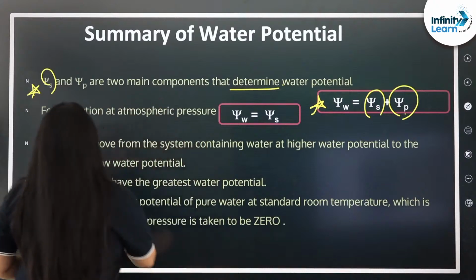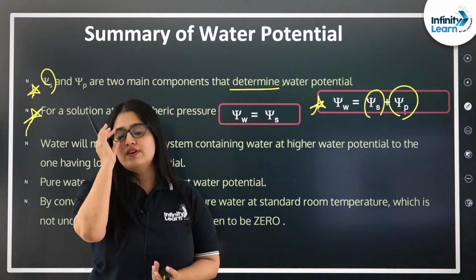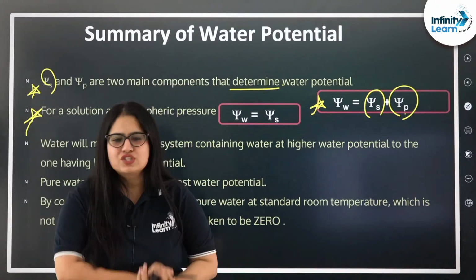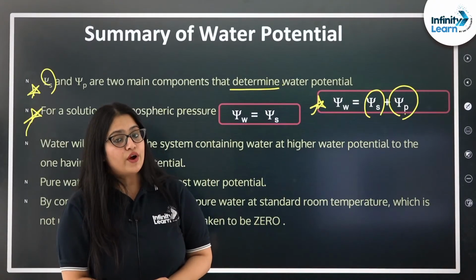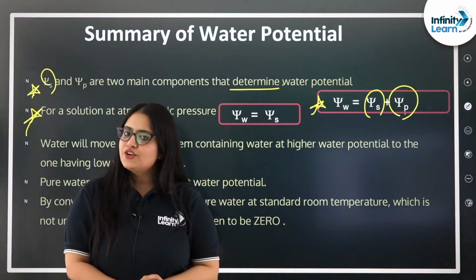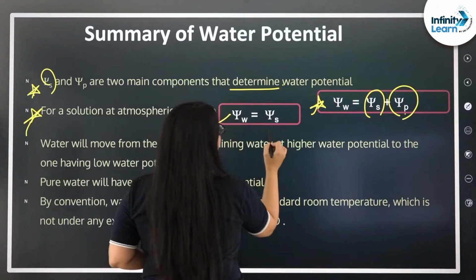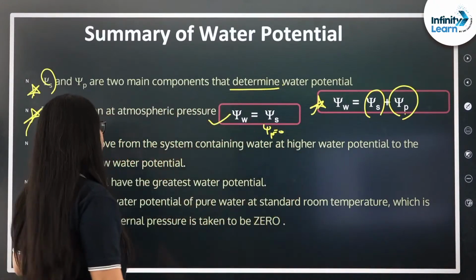Next thing, students, whenever a solution is present under atmospheric pressure, that means no external pressure is applied on the solution, at that point the pressure potential is 0 and psi W equals psi S. Psi W equals psi S because psi P is 0 in the absence of any external pressure.